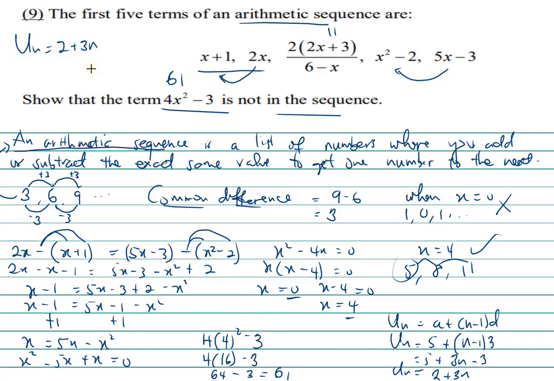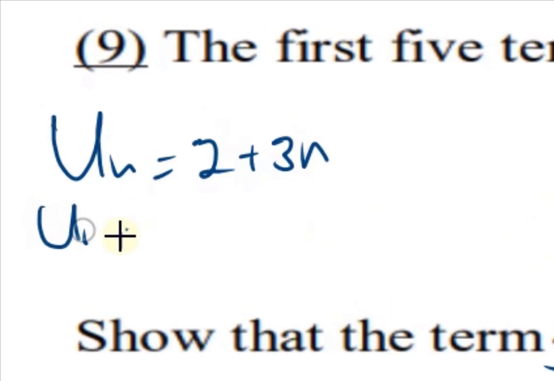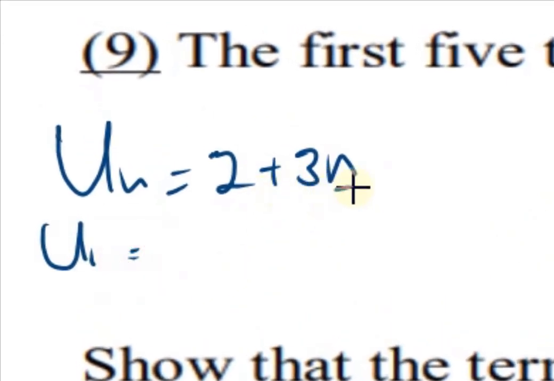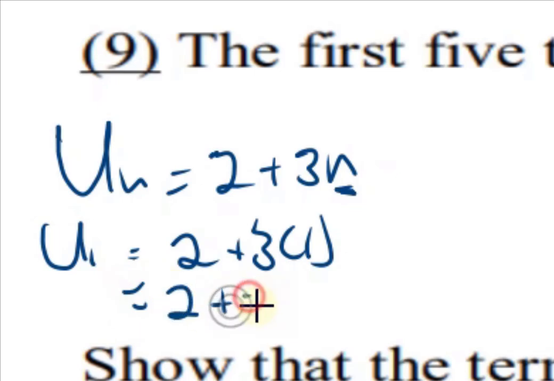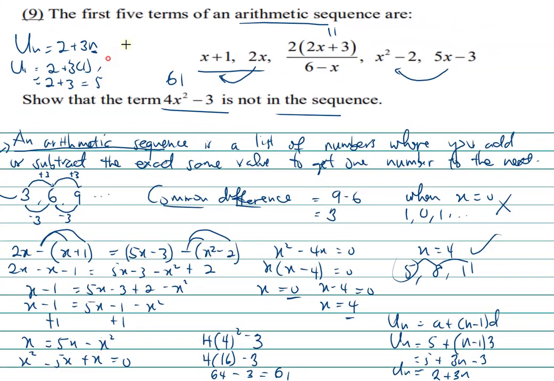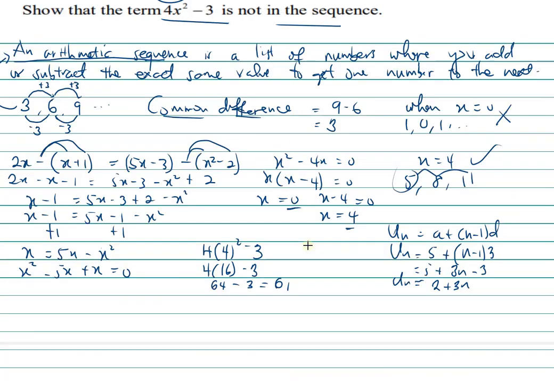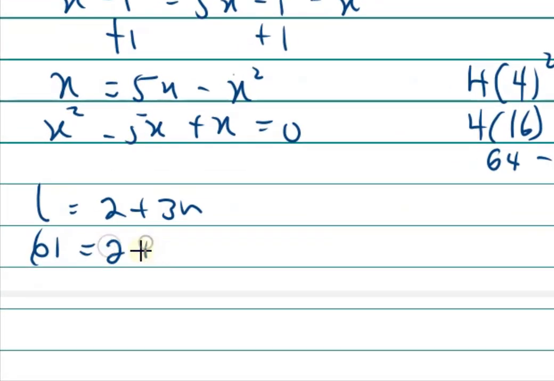This will give us any term. So for instance, if I want u1, which is the first term, I'll just substitute 1 wherever I see n. So 2 plus 3 times 1 gives us 2 plus 3, and this will give us 5. And indeed, the first term is 5. But this time I know 61. Let's verify whether 61 is a term of the sequence. So we can say L is equal to 2 plus 3n. And what is L? We know that this is 61. So we can say 61 is equal to 2 plus 3n.